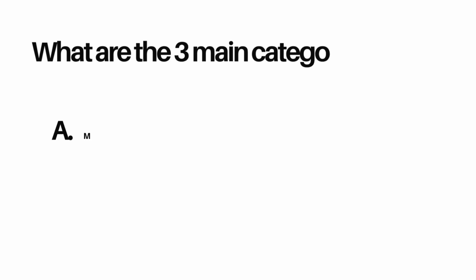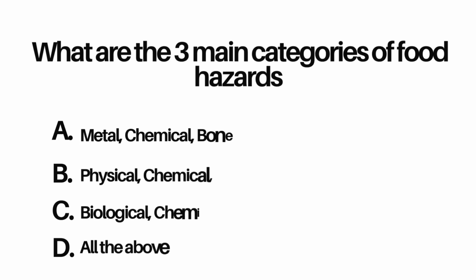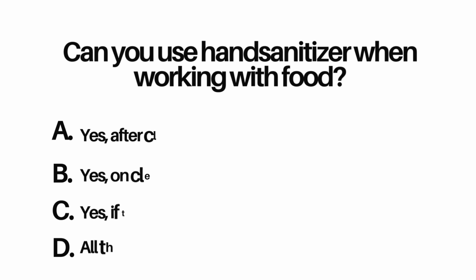What are the three main categories of food hazards? A, metal, chemicals, and bones. B, physical, chemical, and natural. C, biological, chemical, and physical. D, all of the above. The answer is C.